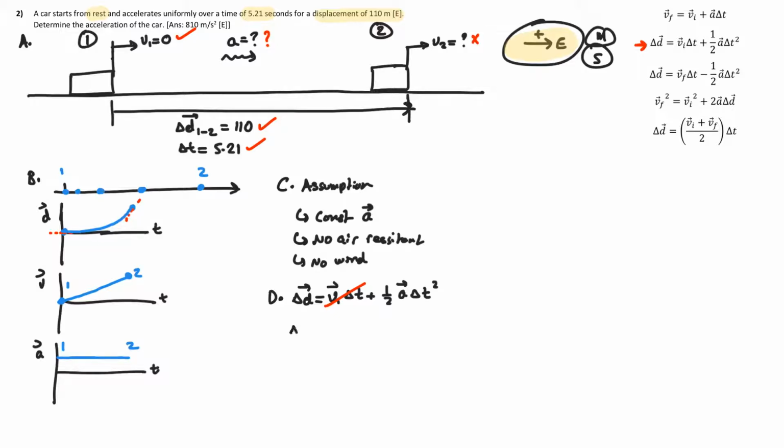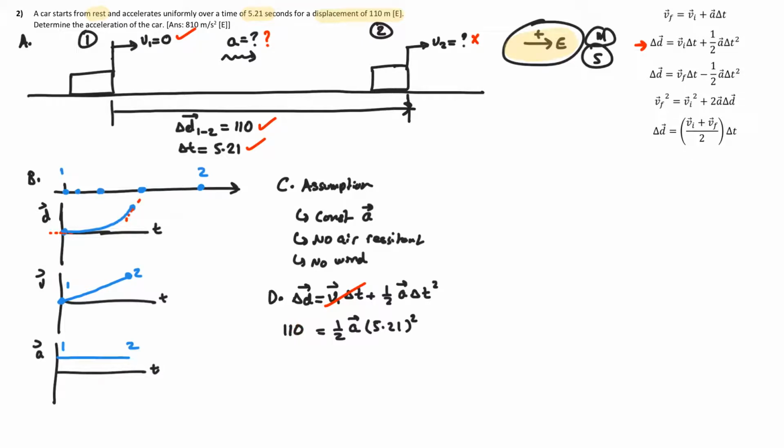And then my displacement is going to equal 1/2 my acceleration, which is what I don't know, so I'm just going to leave it like this, and the change in time is 5.21 squared. I do apologize, I forgot I have to put in my displacement. And my displacement here is positive 110. I'm saying positive because the direction of the displacement from 1 to 2 is consistent with my positive sign convention.